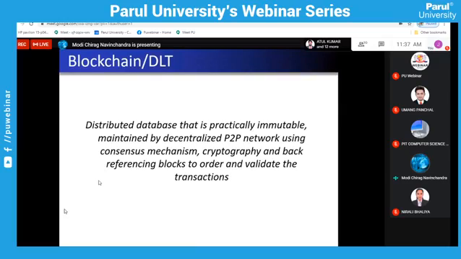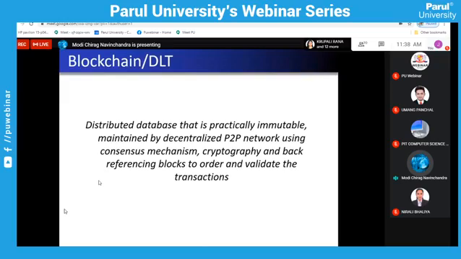So suppose there is a distributed copy of the database, meaning every node is maintaining a copy of the same database. Then how do we push the data? For that, they have to run some game theory mechanism, and everyone should agree to push the data, and then the data will be added to the blockchain.